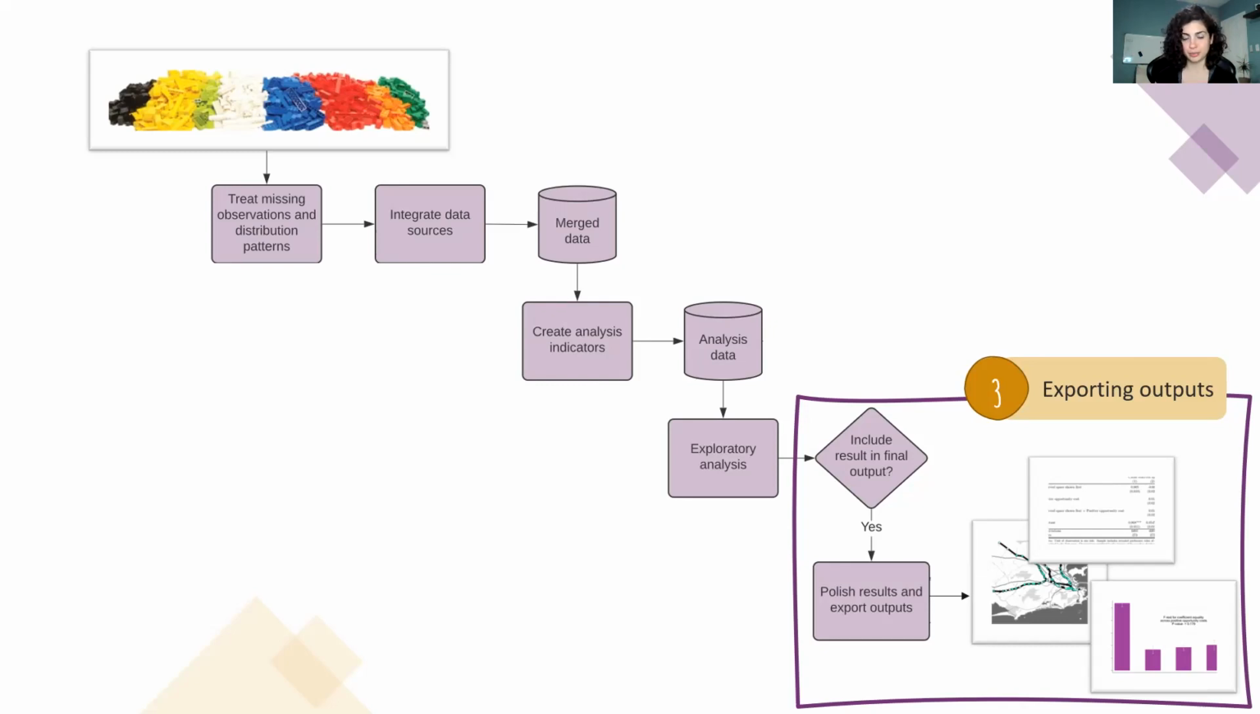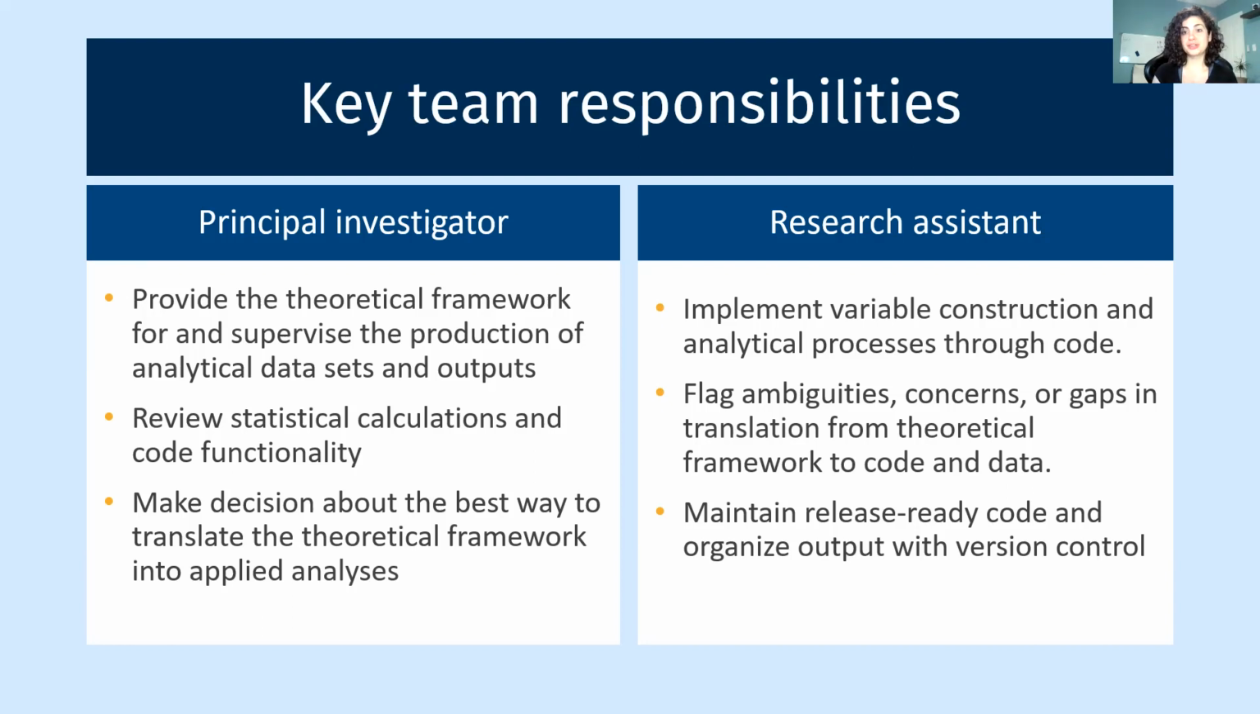There are 2 key research team responsibilities for data analysis and construction. The principal investigator will focus on providing the theoretical framework for data analysis that will be implemented through code by the research assistant. The research assistant should bring up with the principal investigator any gaps and ambiguities on how to best translate the research design into code. And the principal investigator should review the code to make sure it is implementing the design as intended.